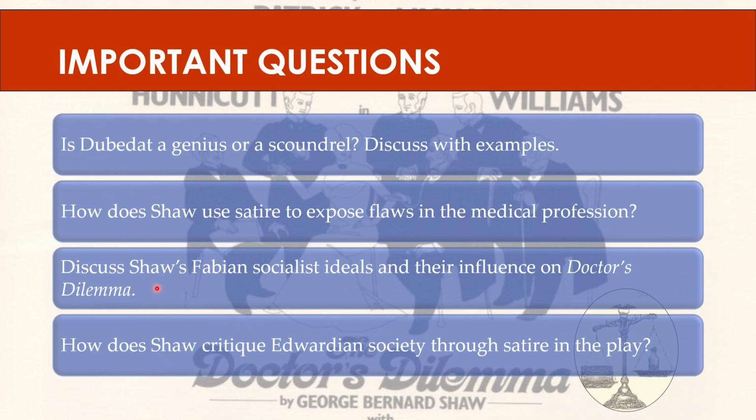So here again the emphasis is on the author and what made the author write. Again, this is about the author's background, the context, and what inspired him, the source. How did he get influenced to write The Doctor's Dilemma? And last, I have taken this question. How does Shaw critique Edwardian society through satire in the play? So, Edwardian society, that is the king who was ruling during this time. How does Shaw show that society through this play, again the satire term has been used because this is a satire on the medical profession.